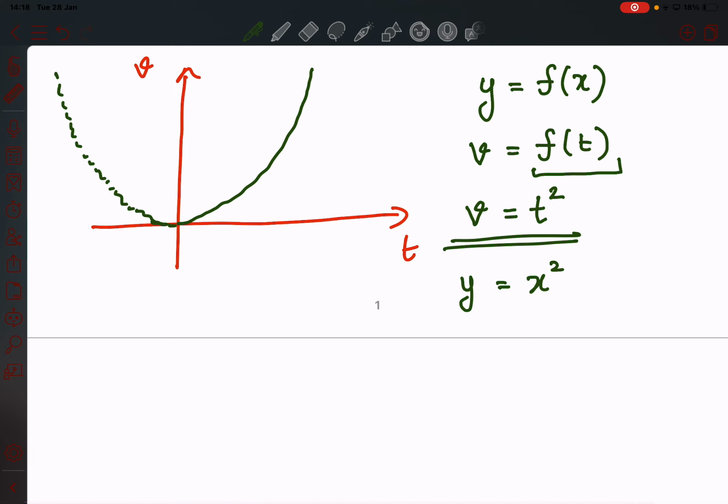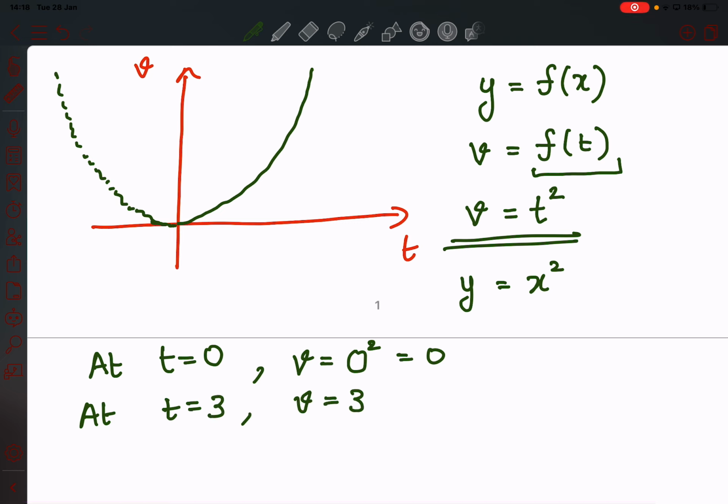That means if I want to find the velocity at any point, I can use this expression and say, at time t equals 0, v is equal to t squared, which is 0 squared, and that is 0. At t equals, let's say, 3, v would be equal to 3 squared, which is equal to 9. So when you have the velocity as an expression of time, you can use your time values to work out the values of the velocity at any given time.